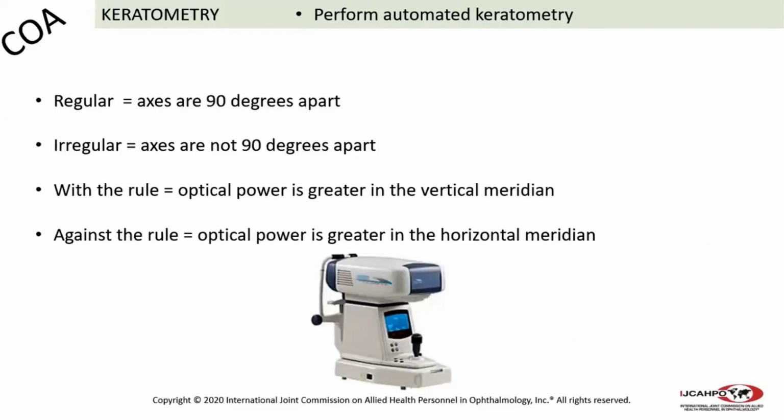Regular astigmatism would be considered axes that are 90 degrees apart, irregular axes that are not 90 degrees apart. A with-the-rule astigmatism is an optical power that is greater in the vertical meridian, and against-the-rule is optical power greater in the horizontal meridian.